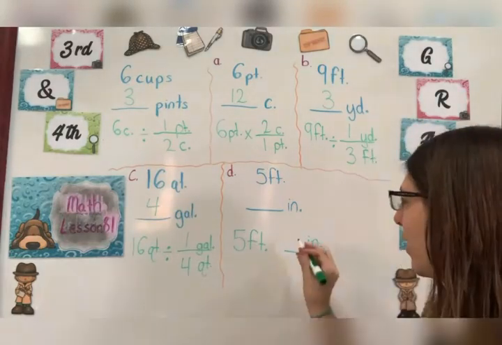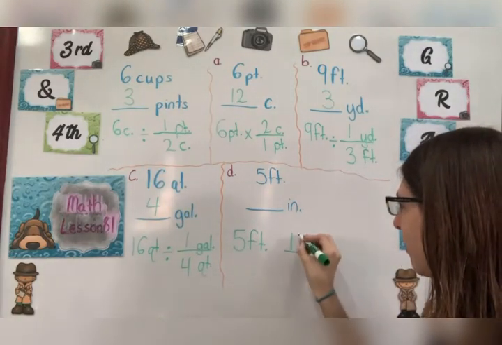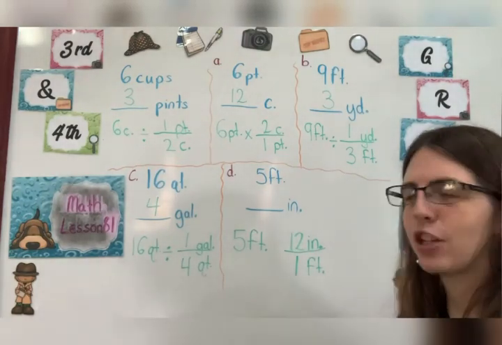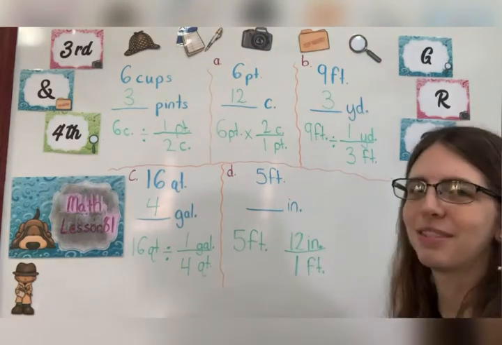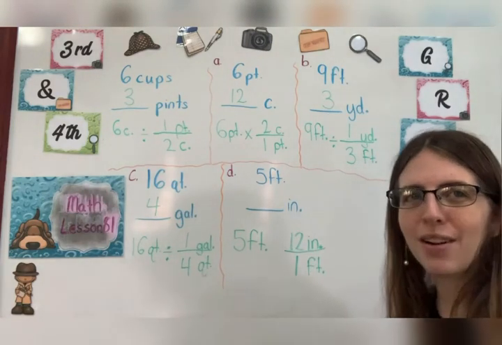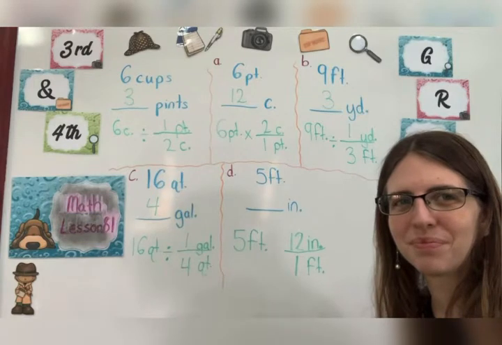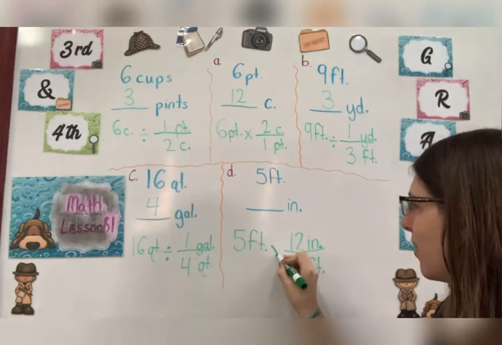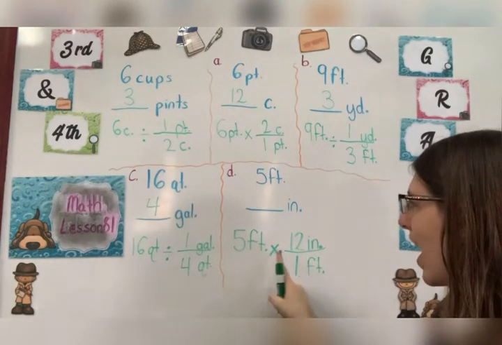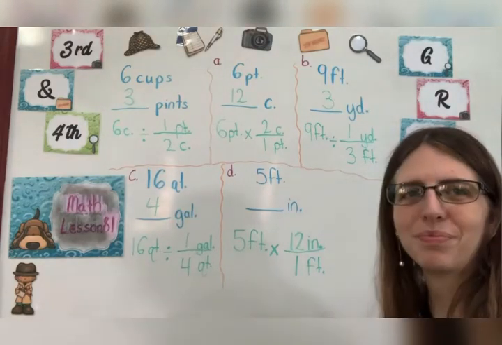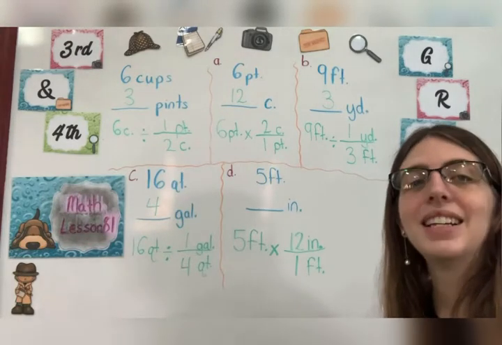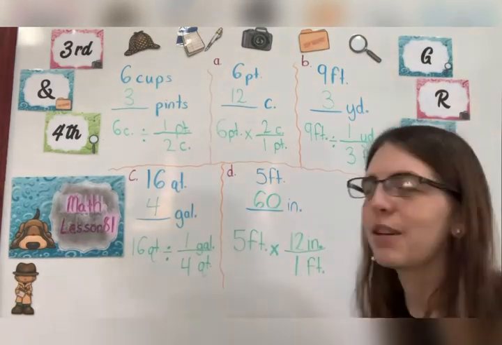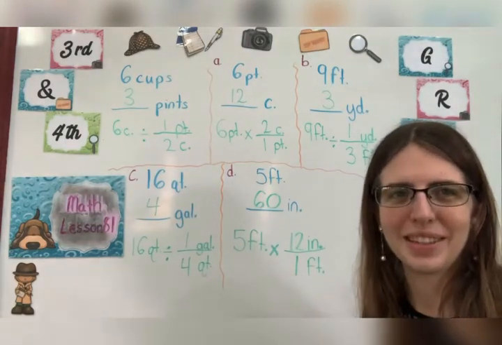12, good. So there are 12 inches in 1 foot. Make sure that you get the number next to the right unit. Okay, do I multiply or do I divide? Well, my number that's greater than 1 is on the top, so it means I multiply. 5 times 12 is 60, very good. So 5 feet equals 60 inches.